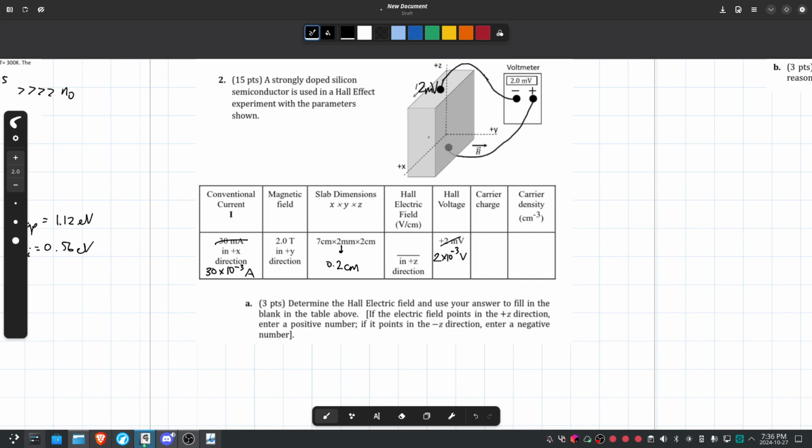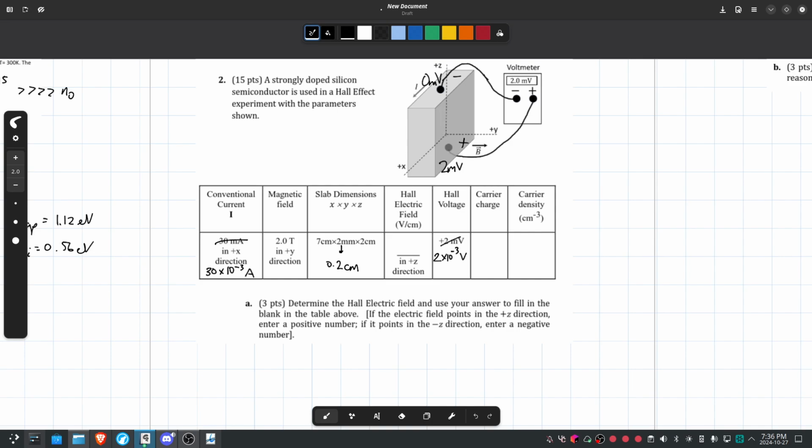Based on the voltmeter, you should know how to read a voltmeter by now. This is going to be 2 millivolts, and this is going to be 0 millivolts. Remember, the voltages are all relative. We could say this is 10 millivolts and this is 12 millivolts, but to make things easy, we'll pin one to 0. Electric fields always point from the positive to the negative. This is a positive, this is a negative. The electric field is pointing up. So we know that's positive Z.